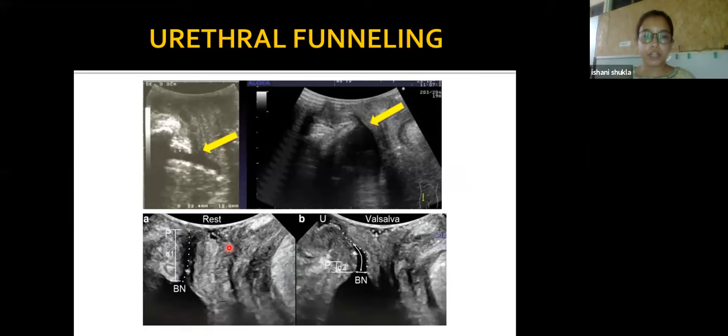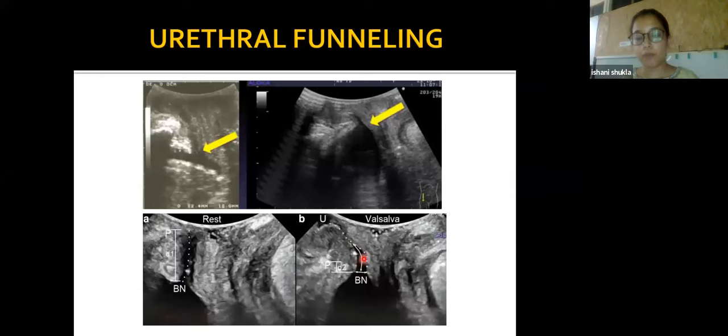In another patient, also here we can see the urethra, it is closed here. And when we ask the patient to do Valsalva, the internal urethral sphincter is open. And also we can see this area is filled with fluid. This width is known as funneling width. The distance up to which it is opened is known as the funneling length.